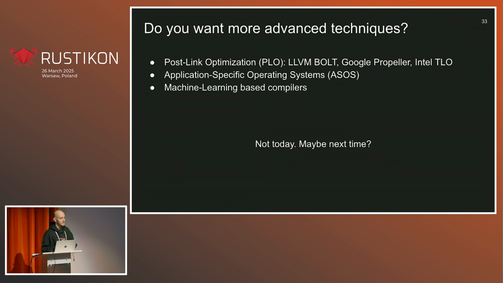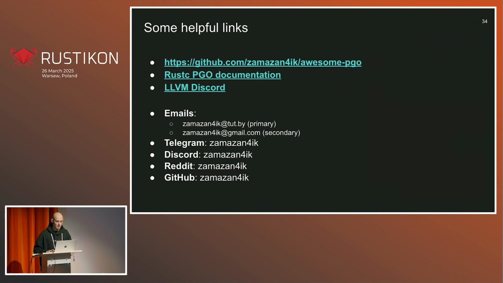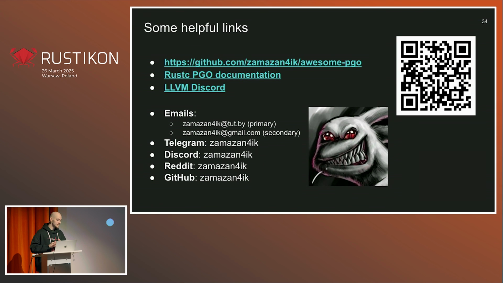And not today, maybe next time, because I'm running out of time. Regarding some helpful links, I have 15 seconds. There is my repository, Awesome PGO. If you want to find any information about PGO, like benchmarks, a lot of pieces of advice and so on, please go to Awesome PGO. Please read the Rustc documentation and join the LLVM Discord. That's a place where you can ask a lot of questions of LLVM developers about PGO nuances and so on.